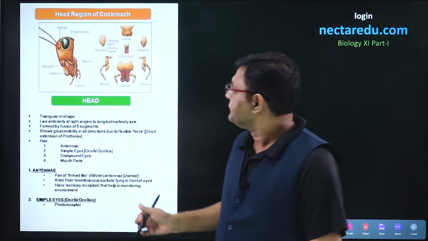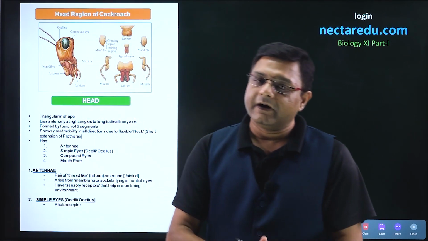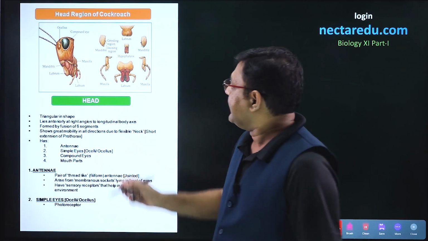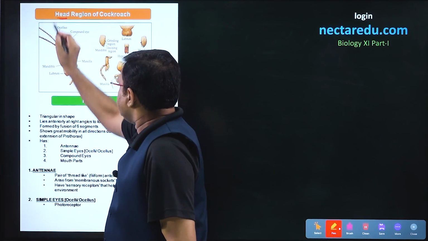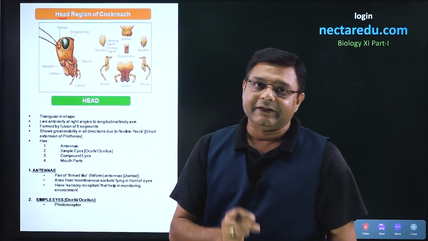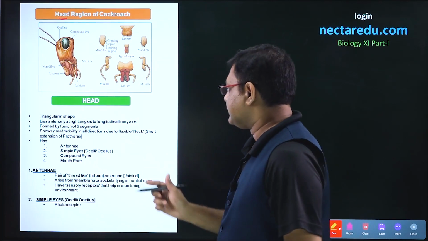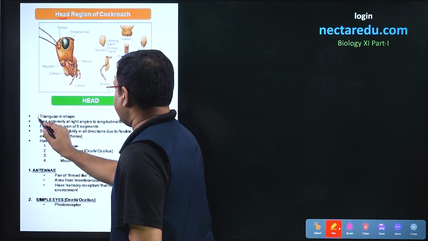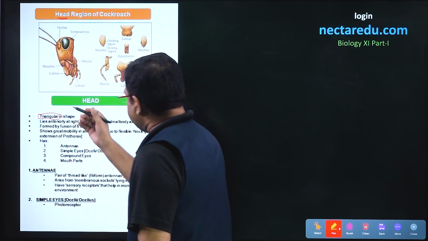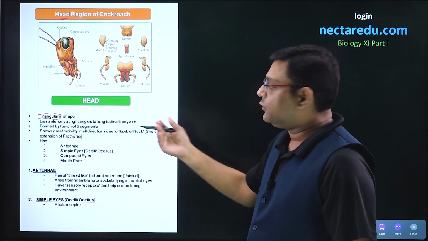In this particular video, we will look into the first part of cockroach body, that is the head. Now, if we talk of head, the structure of head is triangular in shape. So, triangular head is there. Now, let us try to look into the shape.